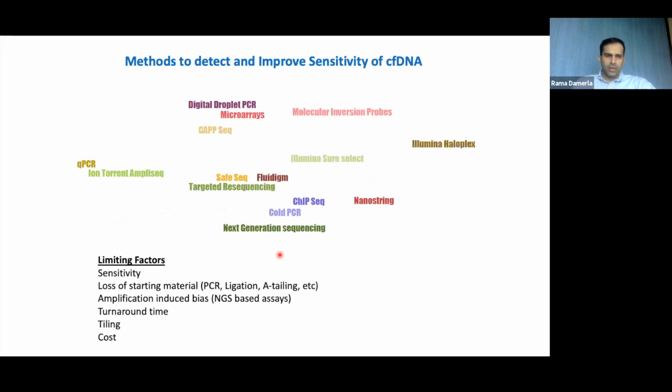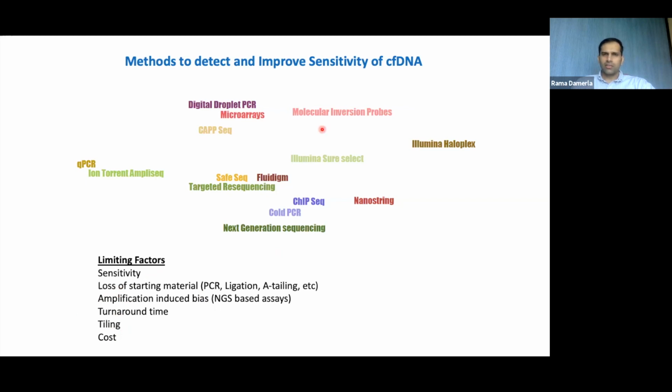So we looked up a lot of technologies that work on cell-free DNA and circulating tumor DNA. And we looked at these factors. One is that our test should have high sensitivity. There should not be a loss of starting material. There should not be amplification-induced bias, as we see in a lot of NGS-based assays that rely on PCR amplification. There should be a quick turnaround time. There should be tiling, so we should be able to do multiplexing, and obviously it should have low cost.